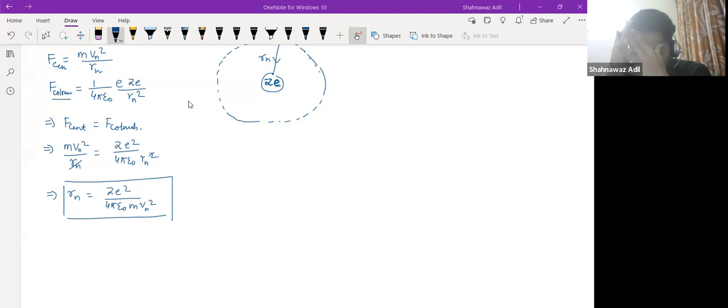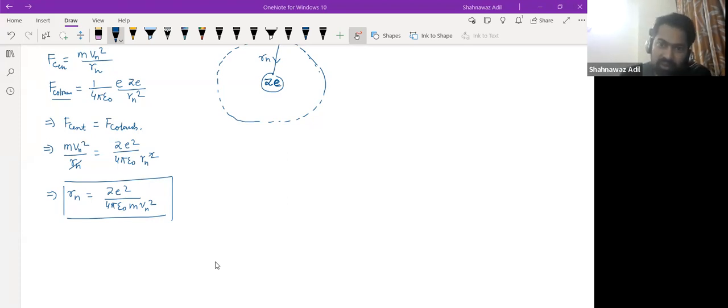Remember, this is related to Bohr's postulates. So from where can we get this Vn? We have to replace or remove this Vn because we want to calculate this Rn, right? So how can we remove this Vn? Remember Bohr's postulates. Which postulate can we use?